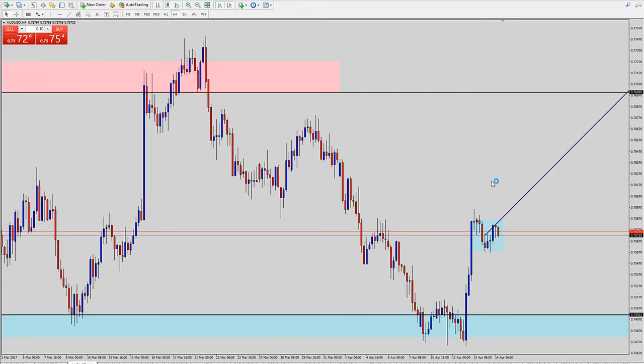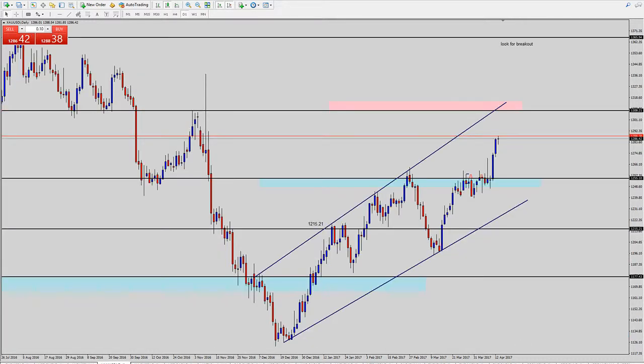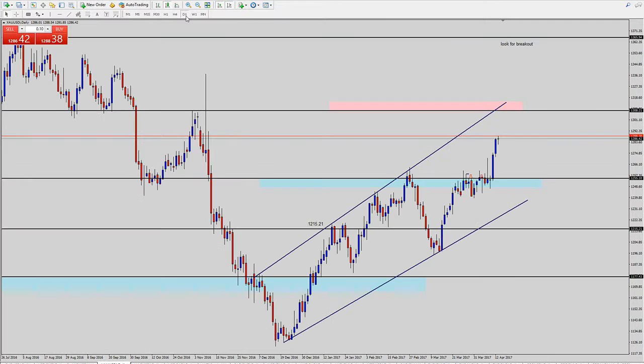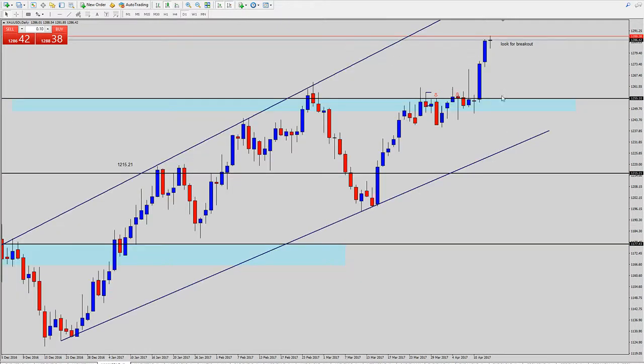And yeah, that's pretty much what I'm really looking for on AUD USD. Next up we have gold. And gold kind of psyched a lot of people out, especially myself, and the only reason was this pin bar right here. We had a pin bar followed by a doji.